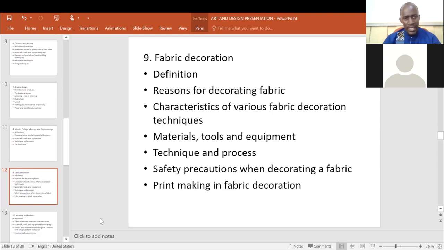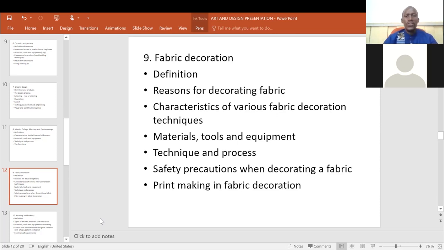They also need to understand the reasons for decorating a fabric. Why do we decorate a fabric? In normal circumstances, we decorate fabric for different reasons. We can do it for utilitarian purpose, for identification, to improve its value, and so on and so forth. Then we have what we call the decorative techniques.